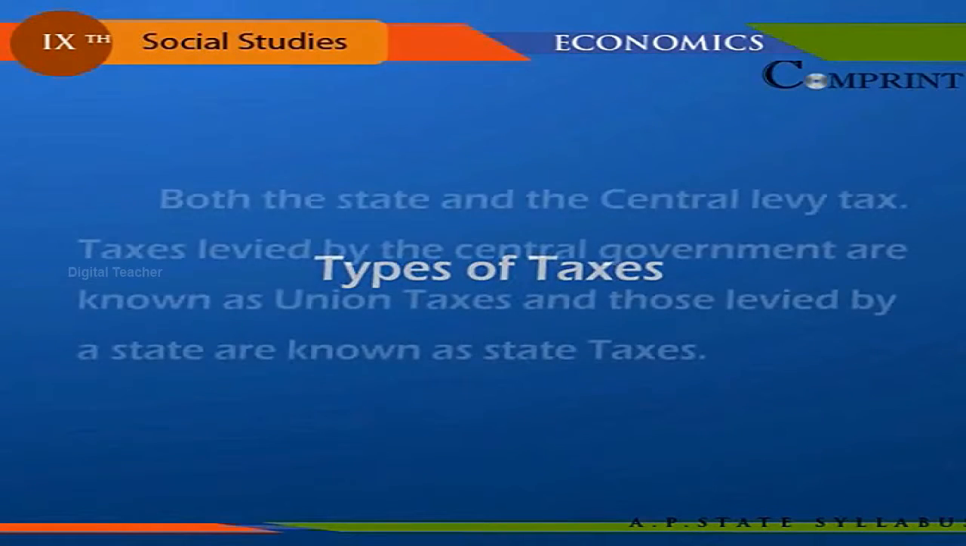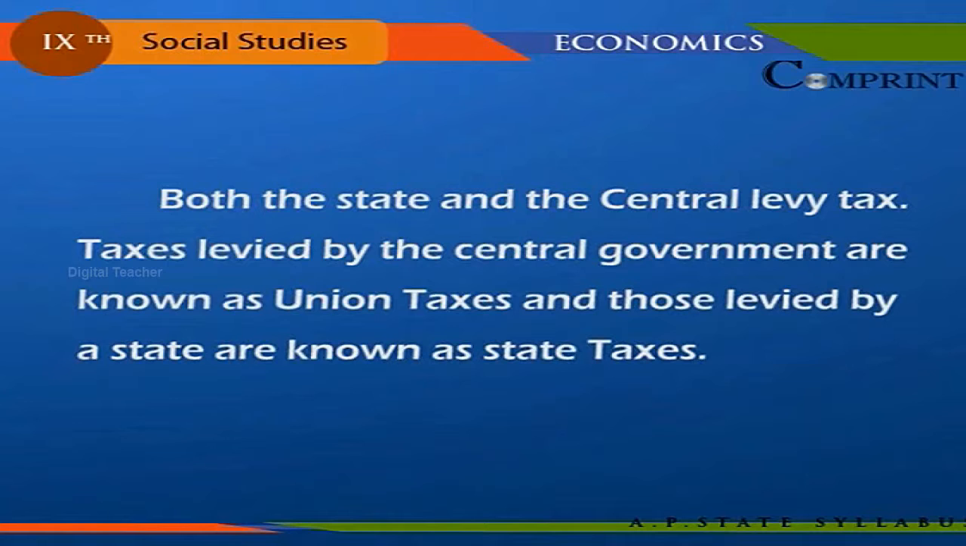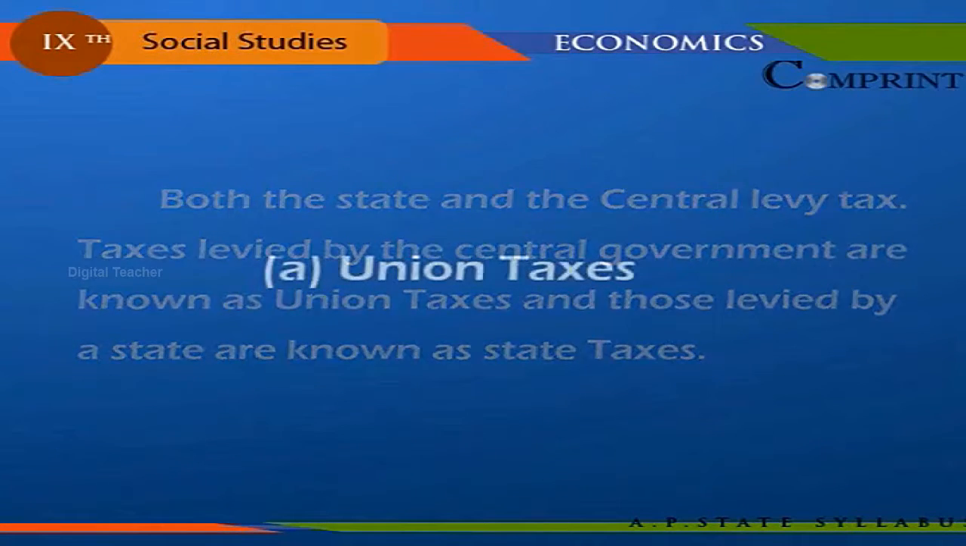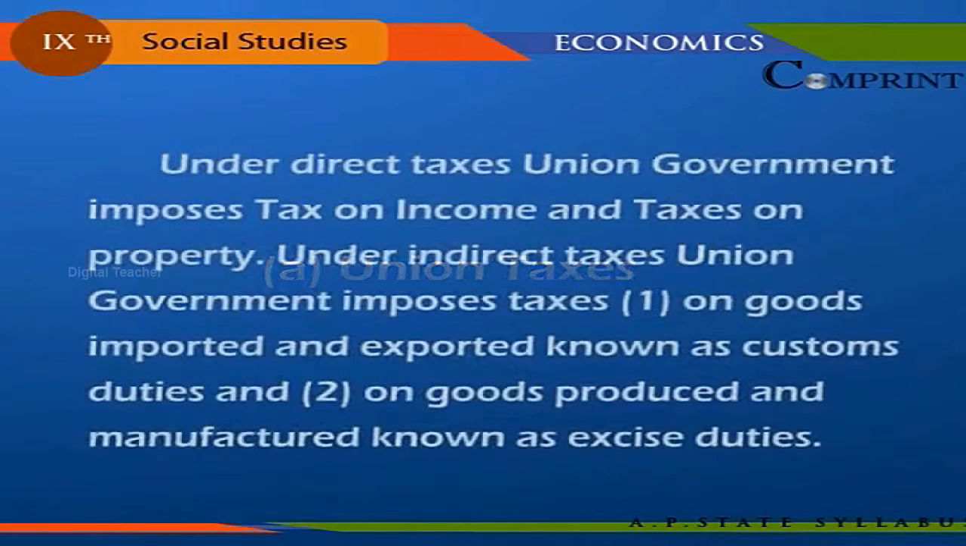Types of taxes. Both the state and the central government levy taxes. Taxes levied by the central government are known as union taxes, and those levied by the state are known as state taxes. Union taxes: under direct taxes, the union government imposes tax on income and taxes on property. Under indirect taxes, the union government imposes taxes on goods imported and exported, known as customs duties, and on goods produced and manufactured, known as excise duties.